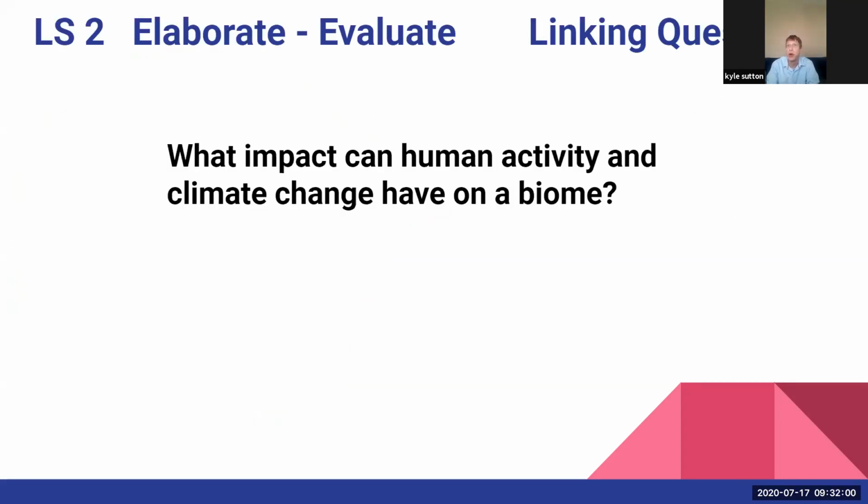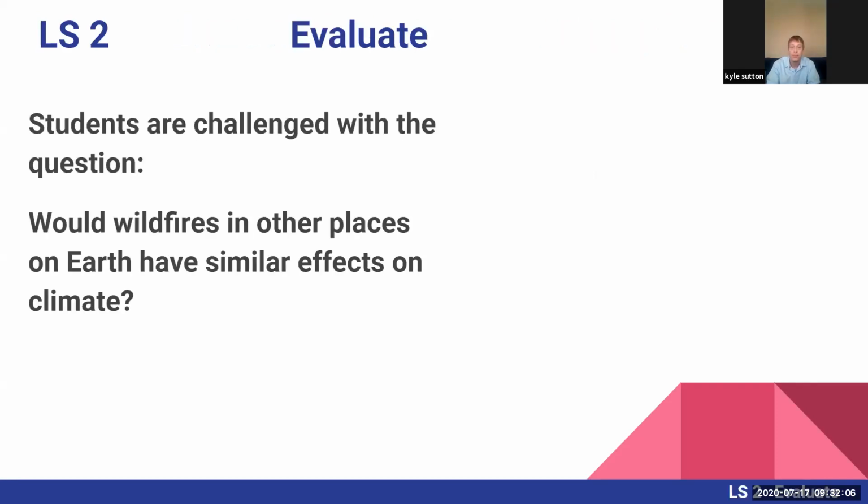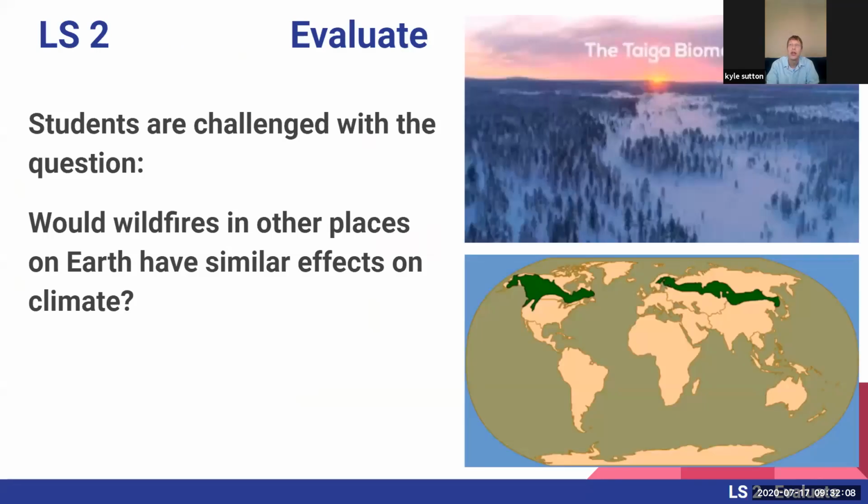And that gets us to our evaluate. What impact can human activity and climate change have on a biome? So for the evaluate, we've talked about the Australian biome and the wildfires going on there. We reviewed all these weather and climate factors and the variables in it. So now for the evaluation, we're going to have them do the same thing, just set in a different location.